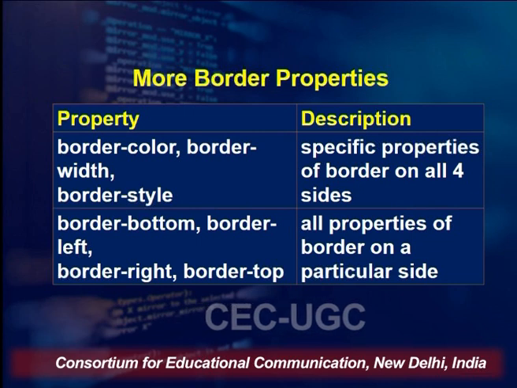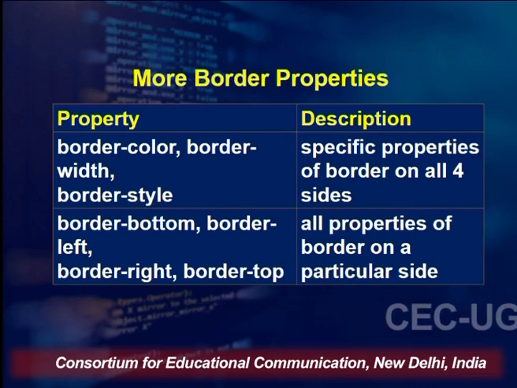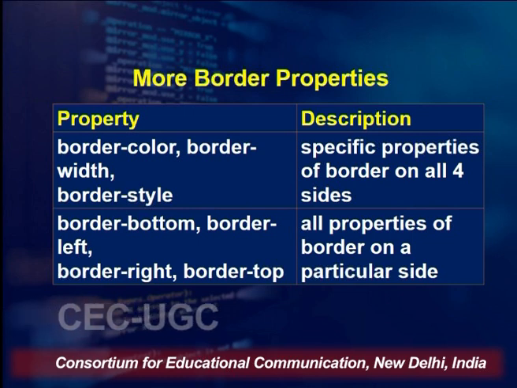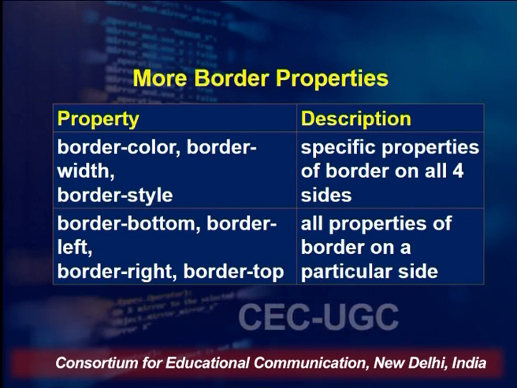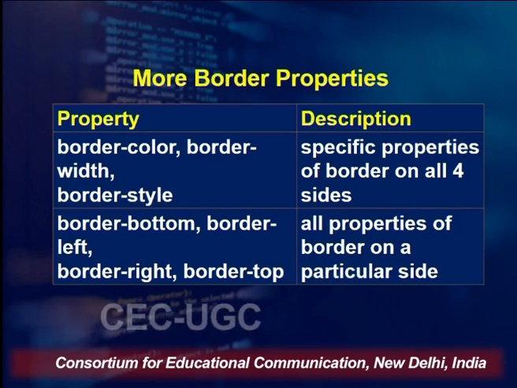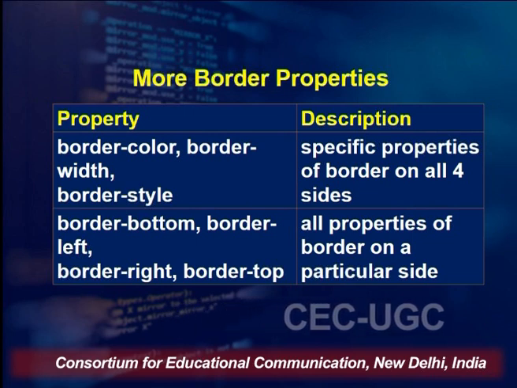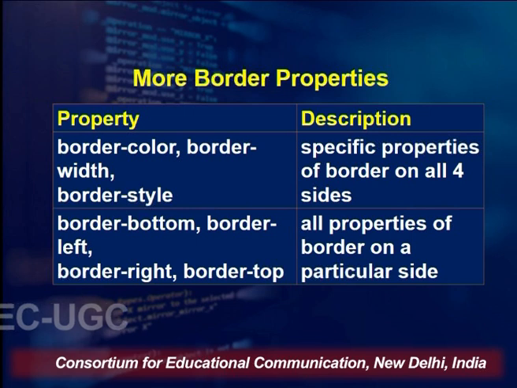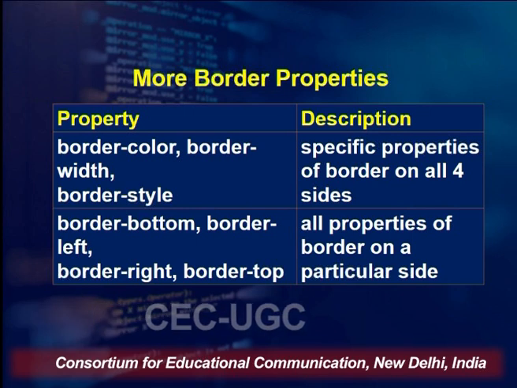Okay, border style, then border bottom, border left, border right, border top, right. So for a particular border also you can have that. For left, if you want the left or right border to be of a different thickness or of a different color, that also you can give. So you can control all 4 borders, or you can control one particular border, either left, right, top or bottom.